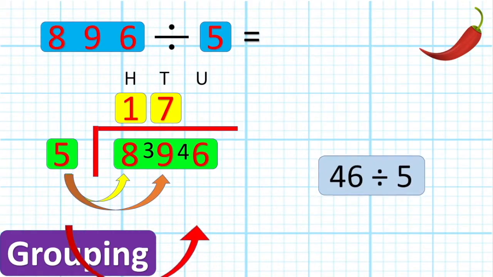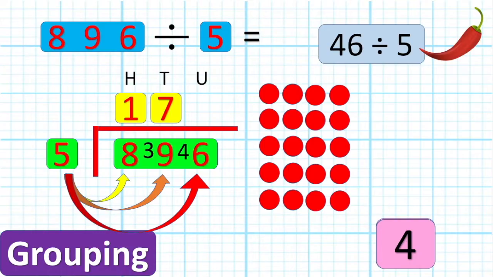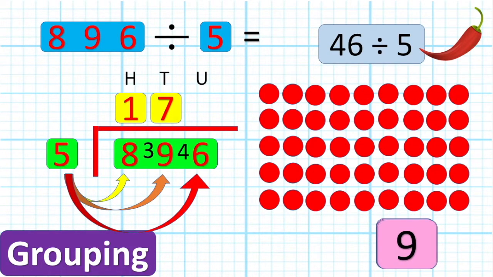Okay, last bit says how many 5's are there in 46? Again, let's do the same thing. 5, 10, 15, 20, 25, 30, 35, 40, 45. Can't go to 50, so I've got 9. What's the difference between 45 and 46? I've got 1 left over.